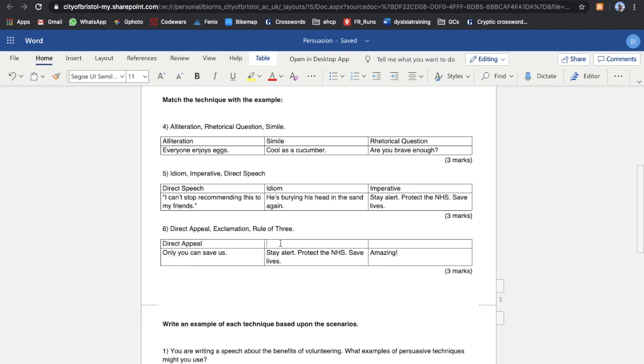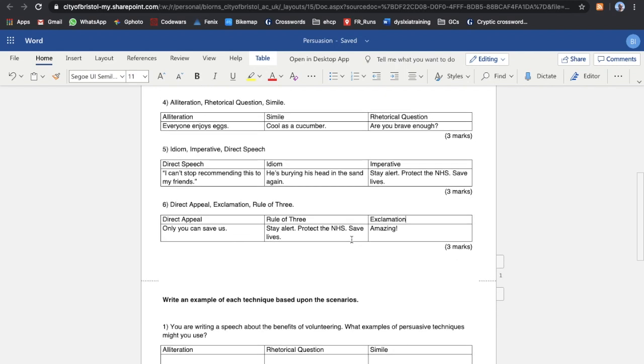Again, we've got stay alert, protect the NHS, save lives. This one is, as well as being an imperative, we've used the same structure 3 times, so we've used 3 imperatives. So this one is rule of 3. And finally, we've got amazing with an exclamation mark. So this one is the exclamation.